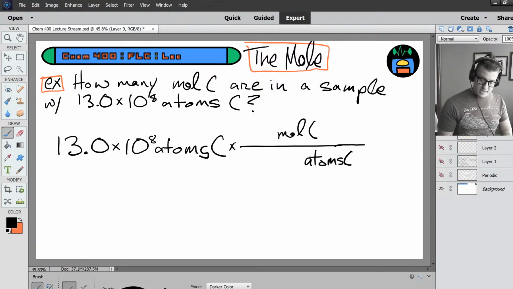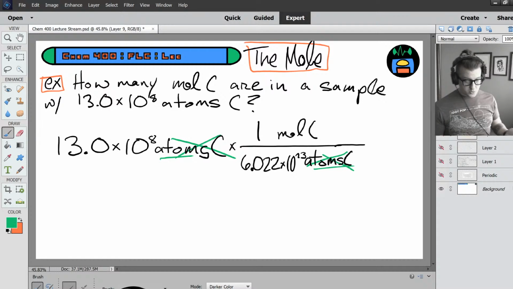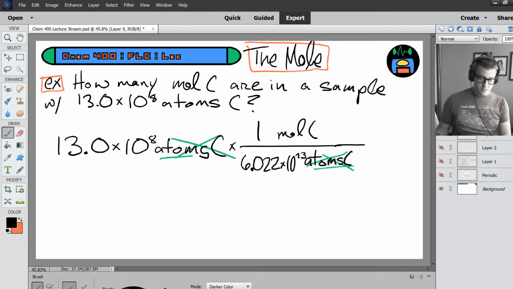Now that we've lined up our units, atoms will cancel atoms. Now we add in our numbers. 1 mole of carbon is 6.022 times 10 to the 23rd atoms. So atoms of carbon cancel. We're left with moles of carbon, which is great because that's what we were asked to solve for in this problem. And now we have to divide one by another.